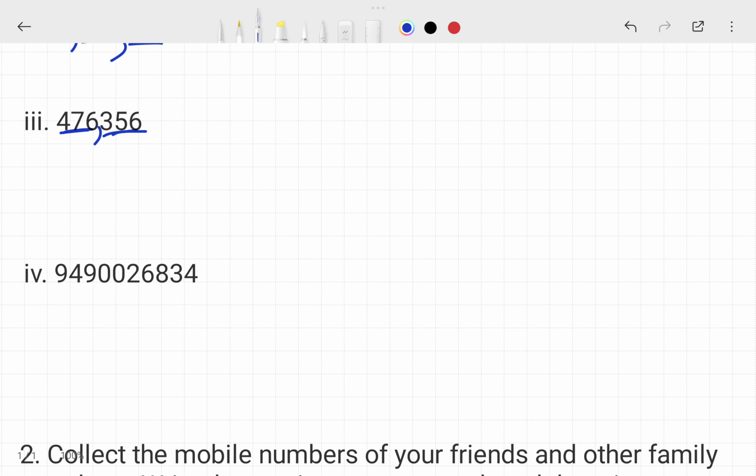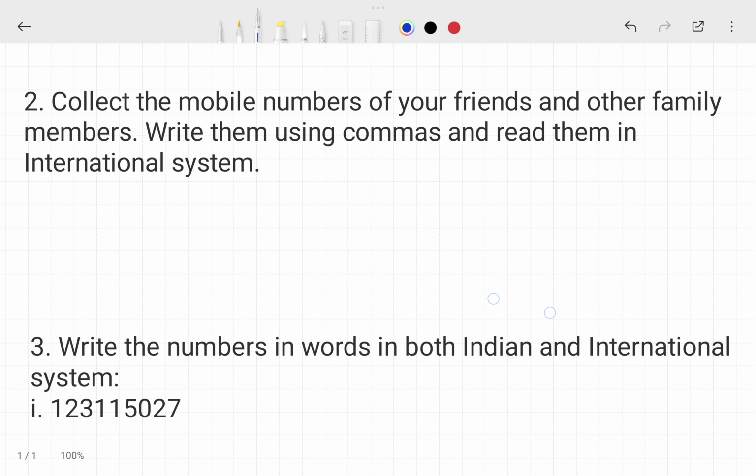This is the fourth one, and this is a 3-digit group. After the 3 digits, put a comma; after this one, here are 3 digits, put a comma, and that's it. So generally this is how the number system works. Is it clear? Right, let's talk about the second question.